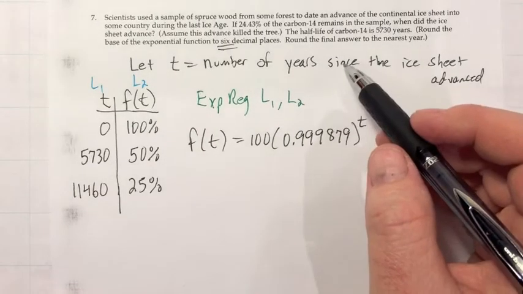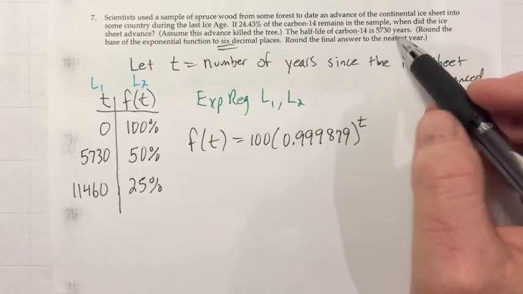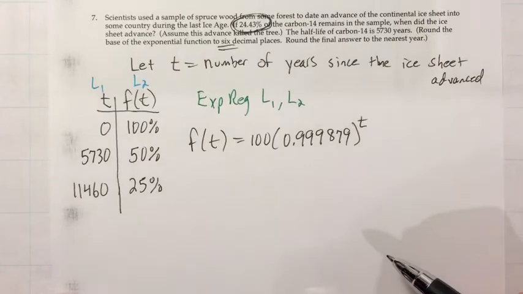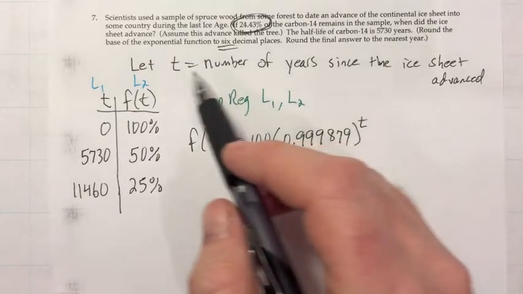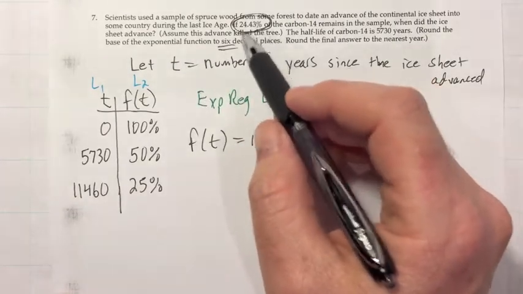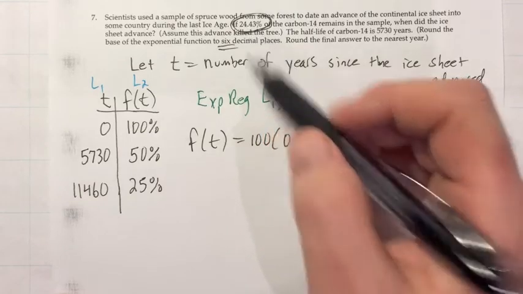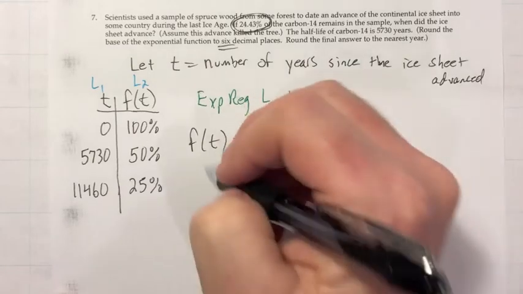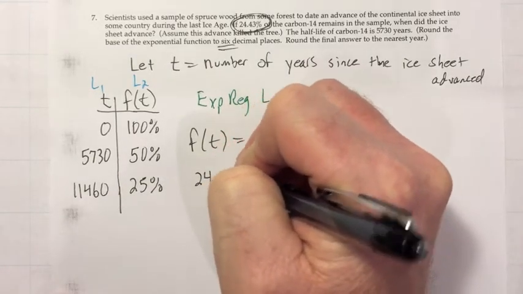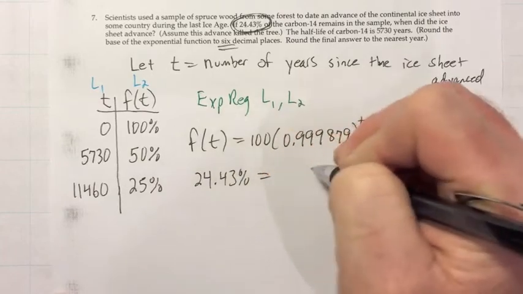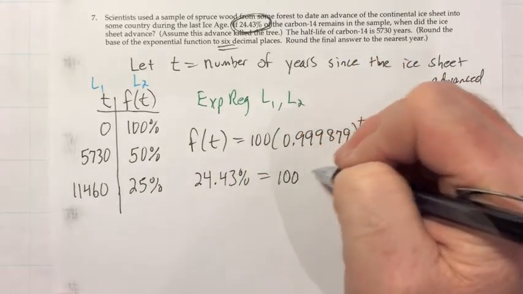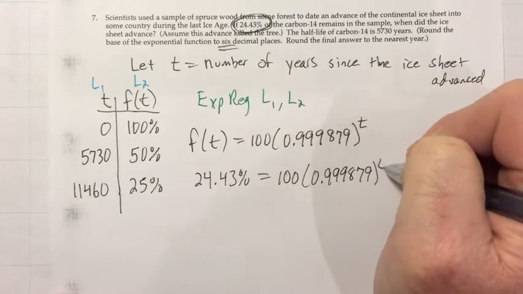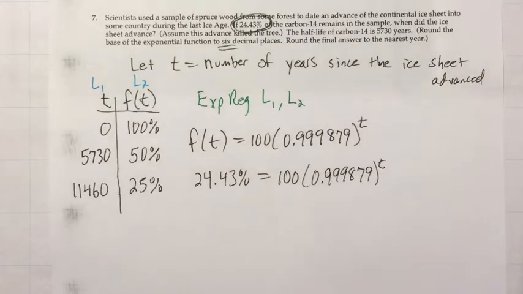And then let's look at their question. They want to know if there's this much carbon-14 left, then how long has it been since it died? So they're saying solve for t if f of t is 24.43%. So that is a percentage, so it is an f of t, so that goes here. So 24.43% equals, and then we just copy the other side, 100 times the 0.999879 raised to the t. And we're going to try and solve that for t.